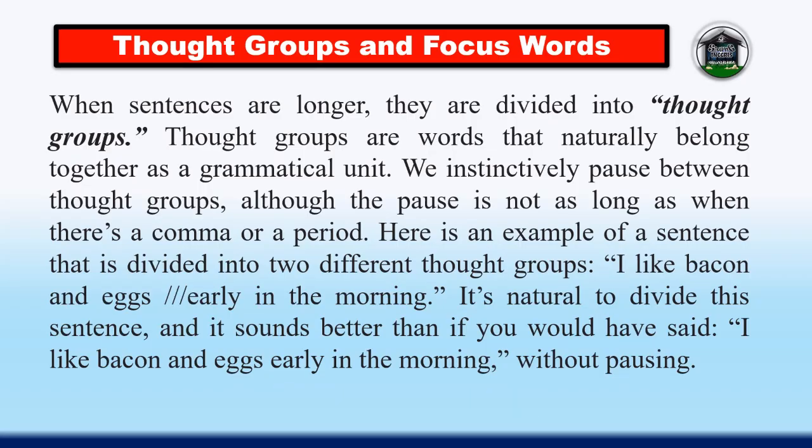Thought groups and focus words. When sentences are longer, they're divided into thought groups. Thought groups are words that naturally belong together as a grammatical unit. We instinctively pause between thought groups, although the pause is not as long as when there's a comma or a period. Here's an example of a sentence that is divided into two different thought groups. I like bacon and eggs, early in the morning. It's natural to divide this sentence, and it sounds better than if you would have said, I like bacon and eggs early in the morning, without pausing.